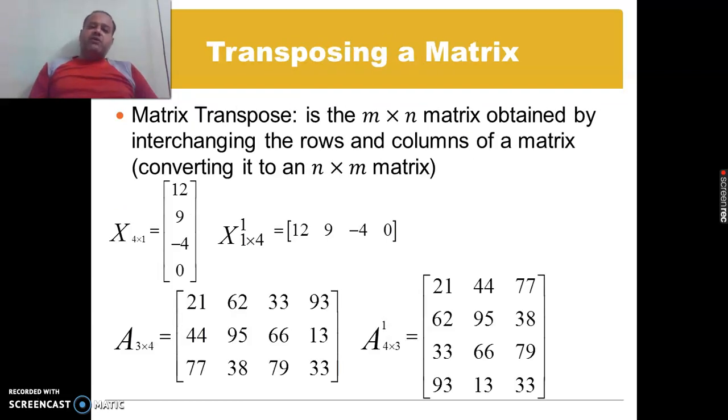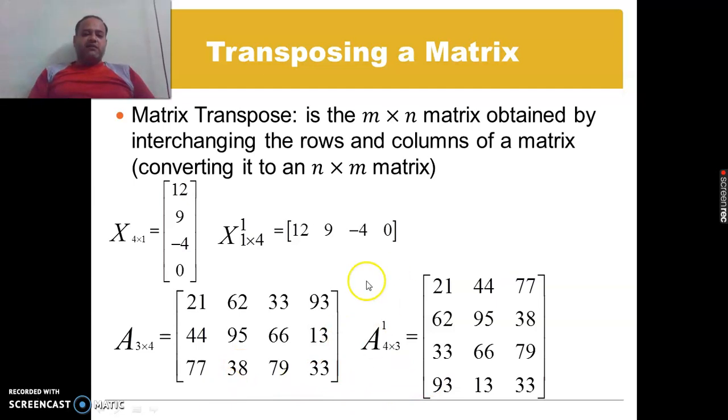Now we go for transposing a matrix. Matrix transposing means we have to transpose the rows and columns. In another sense, we can say that we just interchange the rows and columns of a matrix. If the first matrix is of order m cross n, then after transposing, the new matrix will be of order n cross m.